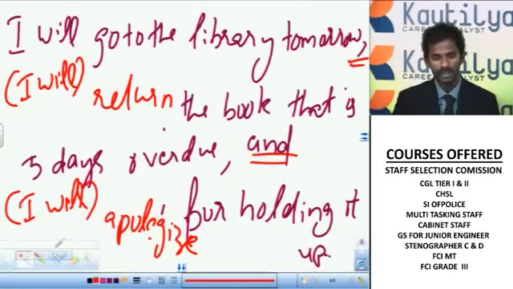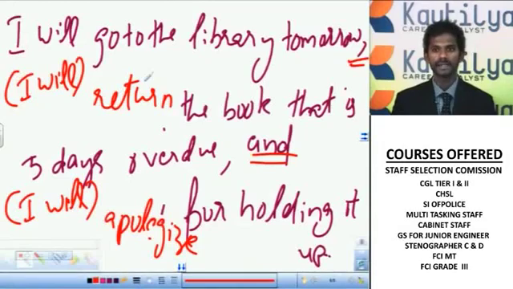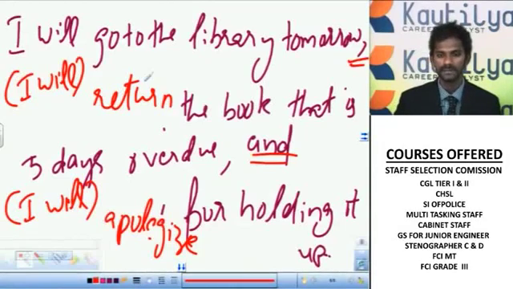Clear? So sentence can be just like this. I will go to the library tomorrow, comma. Return the book is same as I will return the book. Return the book that is 5 days overdue and apologize is same as I will apologize, and apologize for holding it up. So now tense consistency is fine, right? All the three ideas are in the future tense. So tense consistency is fine out here.